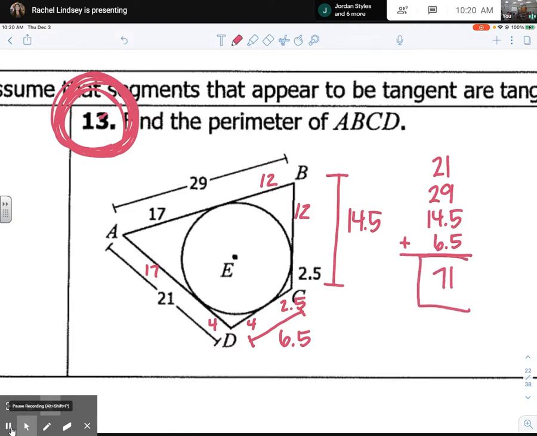So my perimeter would be 71. That's all you do? Yep.